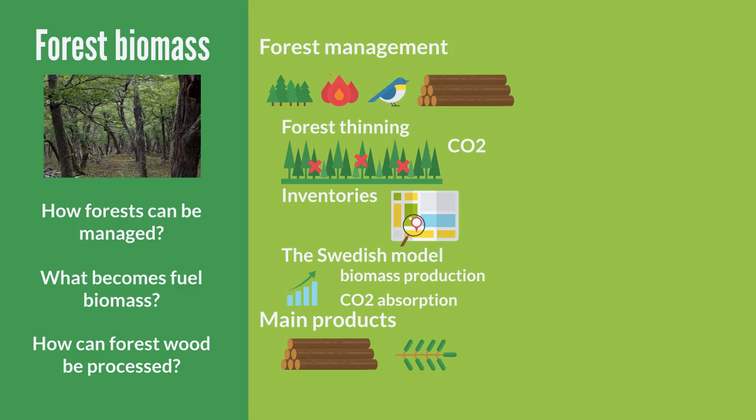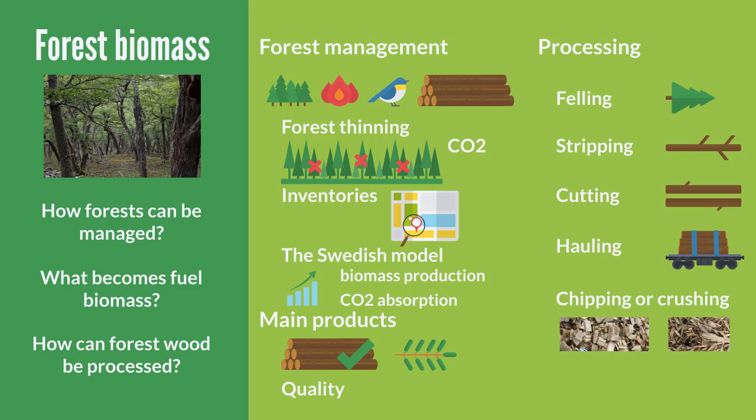Main products are trunks and residues like tips and branches. The quality of the biomass depends on what parts of the tree are used to produce it. Harvesting operations include felling, stripping, cutting, hauling, and chipping or crushing. Before hauling, trees can be cut to a given length or left as a whole tree. To obtain biofuels, wood can be processed by cutting it in small pieces. It can be done by chipping or by crushing. Finally, natural drying must also be taken into account to improve biomass quality.